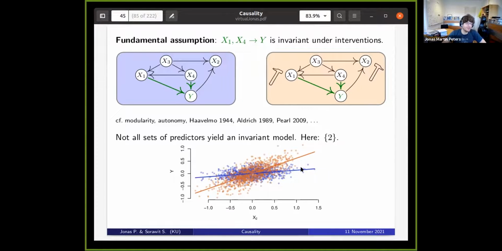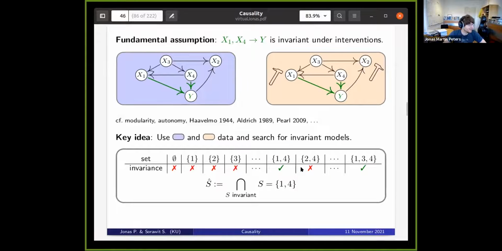And this we try out with many models. You basically go through all possible subsets, and you always check whether you find this invariance, yes or no. You can think about it as the regression coefficient being the same in the blue and the orange data.